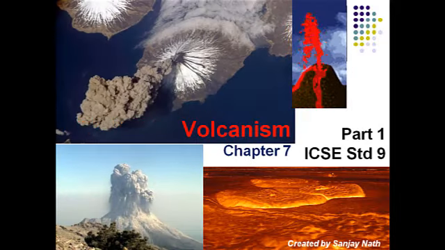Today's session is on Volcanism, Chapter 7, Part 1, ICSE Standard 9. In this chapter we learn about volcanoes in detail, which includes the characteristic features of volcanoes, types of volcanoes, and classification of the volcanoes on the basis of their eruption and volcanic explosivity index. We'll also learn about the significance of volcanoes.